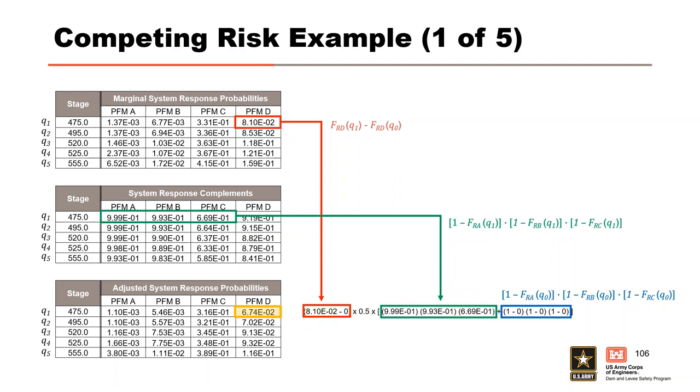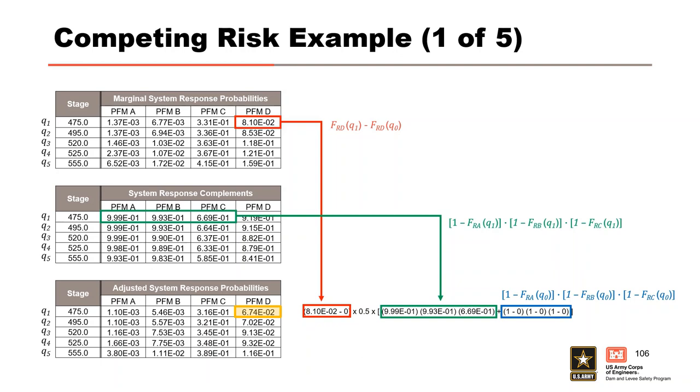Next, we are going to calculate the survival function for both Q1 and Q0 and add them together. At Q1, the survival function is equal to the complement of the system response of A times the complement of the system response of B times the complement of the system response of C, as shown in the green box. At Q0, the system response for A, B, C are all equal to 0, and the survival function is 1 minus 0 times 1 minus 0 times 1 minus 0, as shown in the blue box.